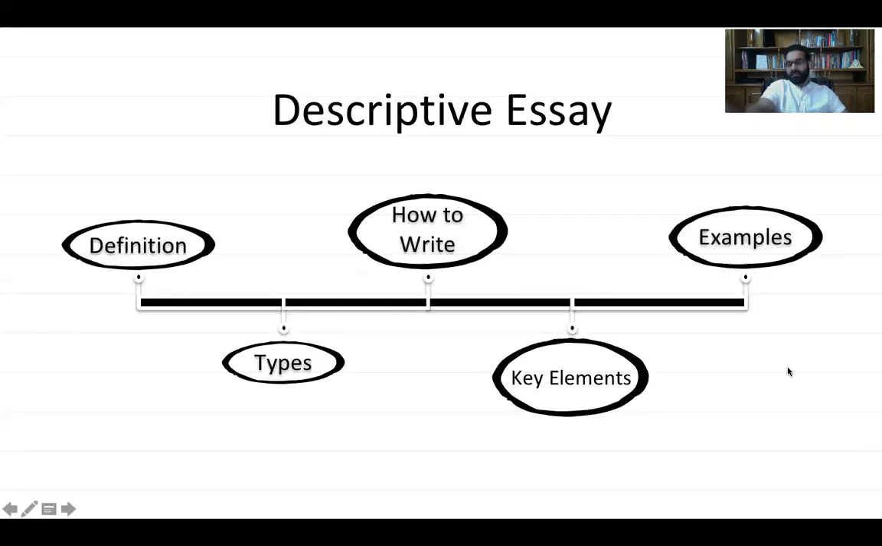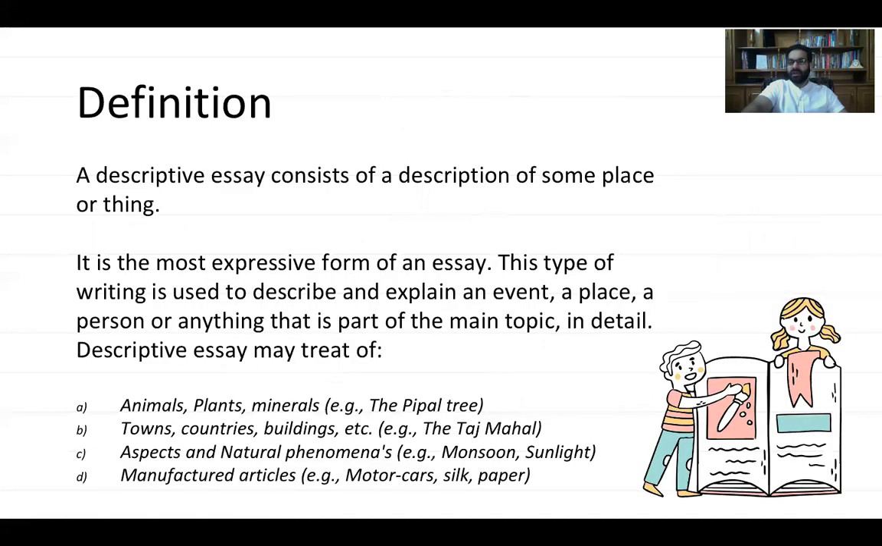We'll talk about the same model as the narrative essay: definition, types, how to write, key elements, and examples. By the way, I have put examples of descriptive and narrative essays at the end as well. There's going to be one small paragraph, so you will learn exactly how to write it.